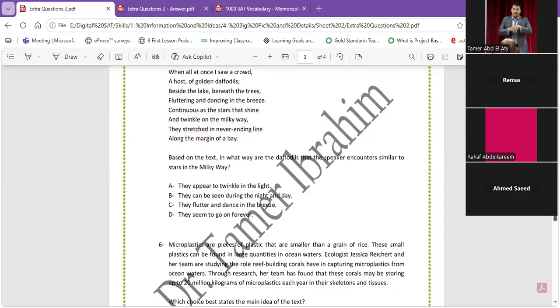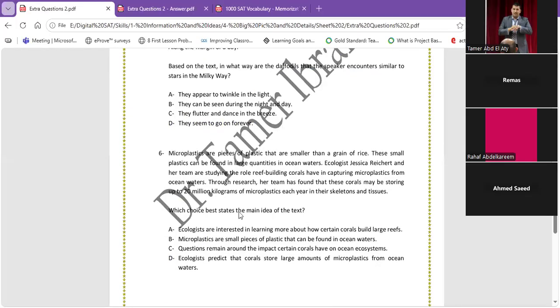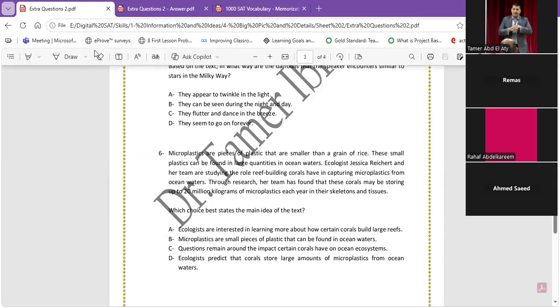Let's go to number 6. It's the main idea. Don't forget the first sentence, last sentence. Then you start eliminating. If you have more than one, read the whole text after elimination. Waiting for your answer for number 6.